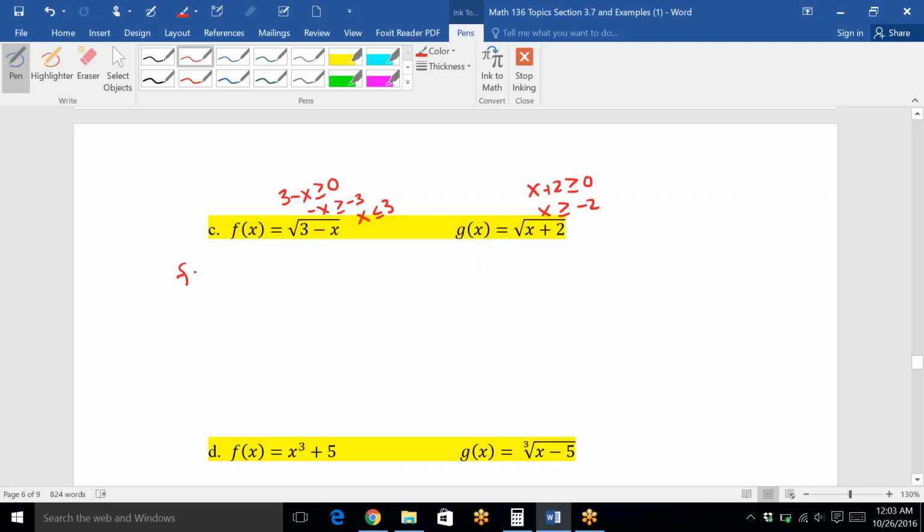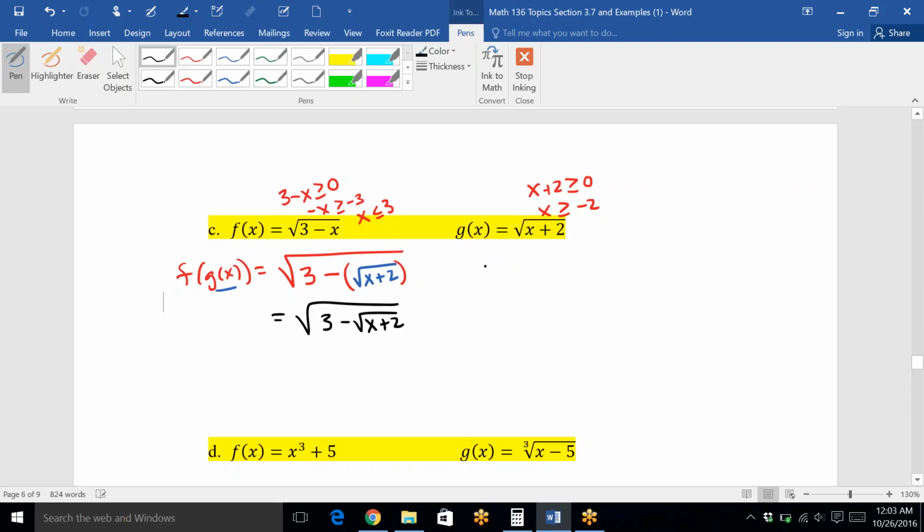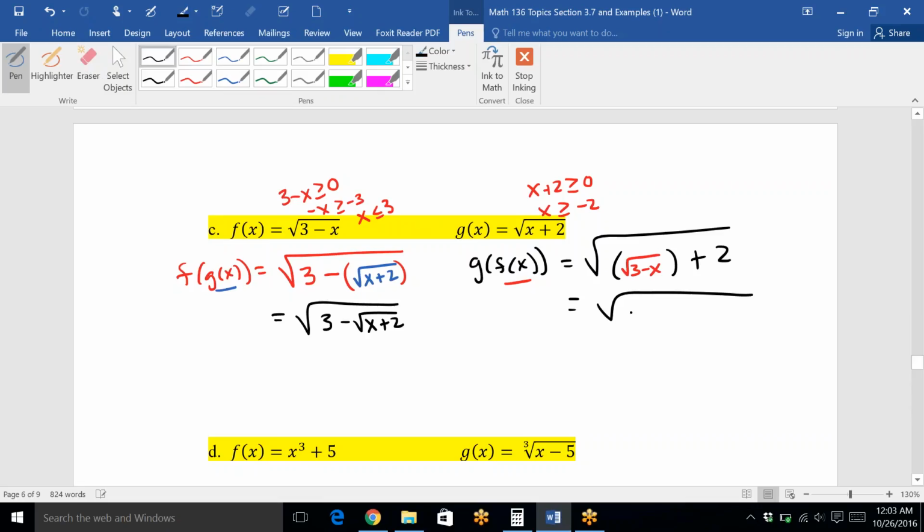If we do f of g of x, f is the outer shell, so this would be square root of 3 minus blank. The interior would be g of x, which is another square root, so that would be square root of x plus 2. And then I can't really do anything with that. It's a radical inside a radical. It is what it is. And then for this one, we would have g of f of x, which would be the g function, blank plus 2, and we're plugging in f of x, which is the square root of 3 minus x. And again, you can't do much with a radical inside a radical. So this would just be this.